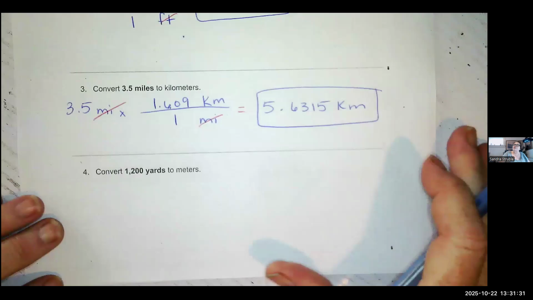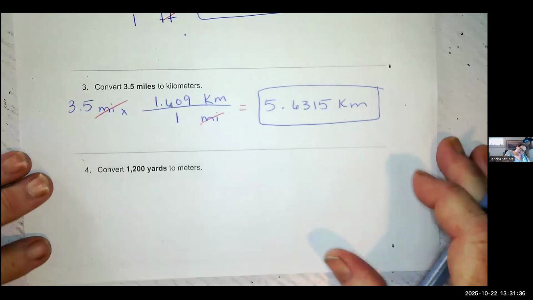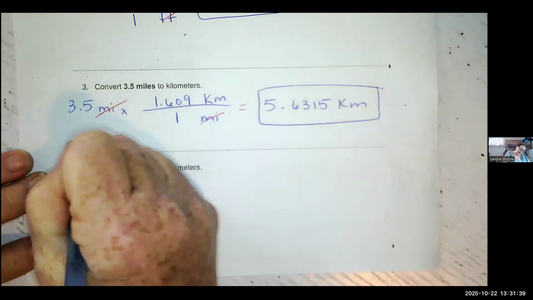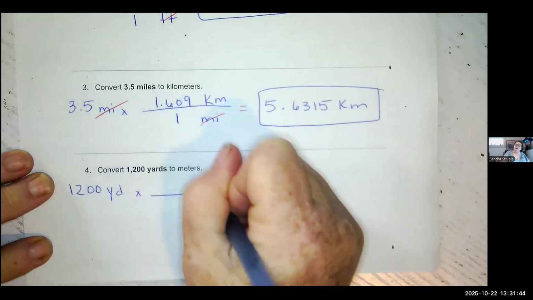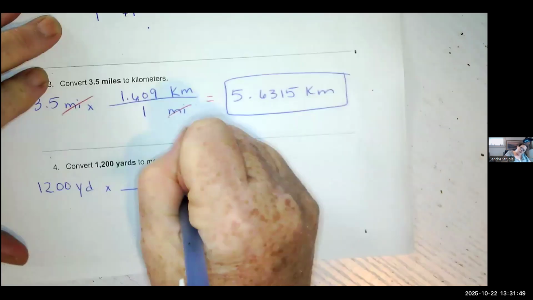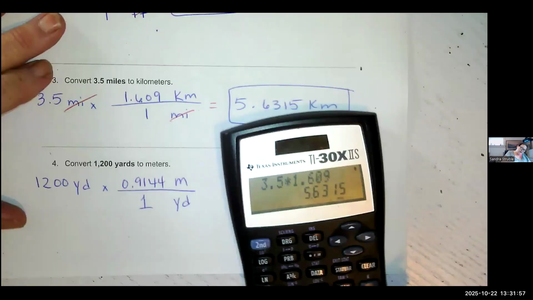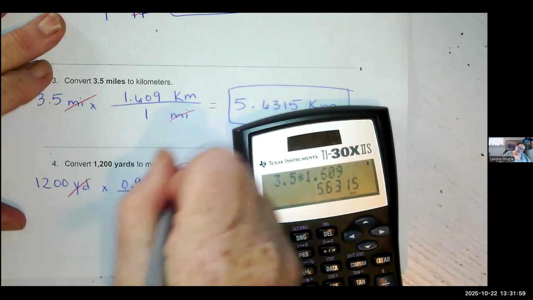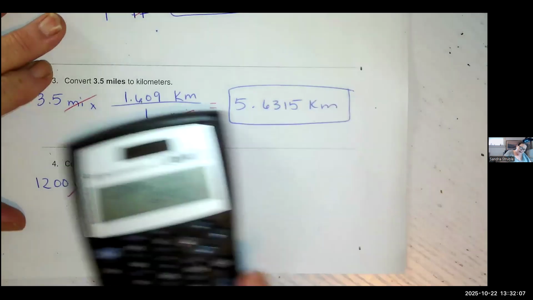All right, convert 1,200 yards to meters. Okay, start with what we're given, 1,200 yards. We're going to have to at least get rid of yards and go to something. Can we get from yards to meters? Yes, we can. 1 yard is the same thing as 0.9144 meters. Multiplying straight across, yards are gone. We're left with meters. So 1,200 times 0.9144 is 1097.28, and this is meters.